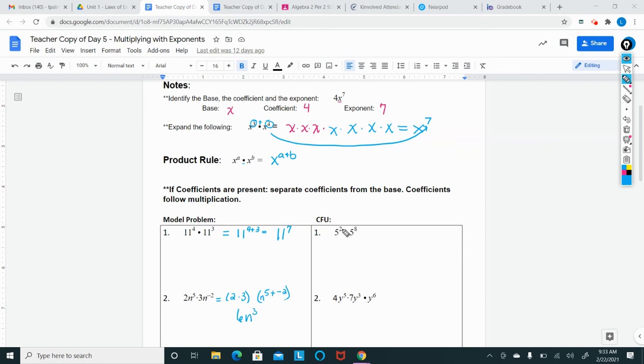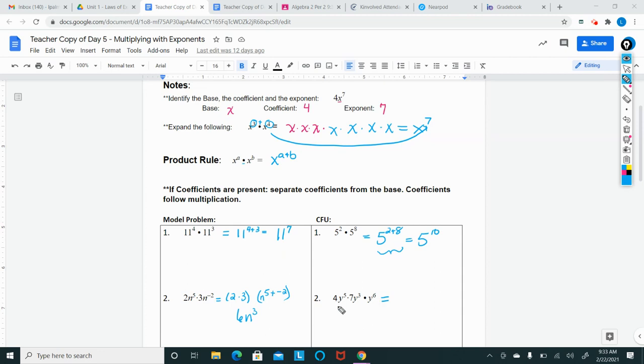Okay, so we have 5 squared times 5 to the 8th power. Bases are the same, so we have 5 to the 2 plus 8, which is 5 to the 10th. Now you can skip this part here if necessary and go straight to the answer, but I just wanted to show you what we were actually doing.